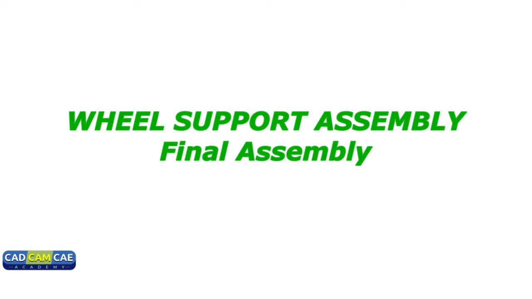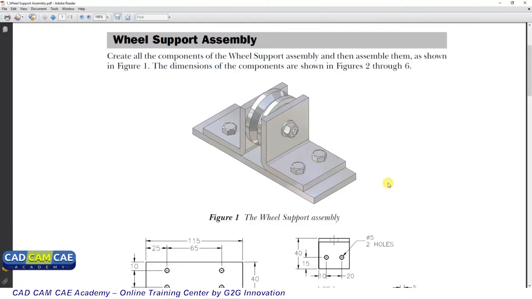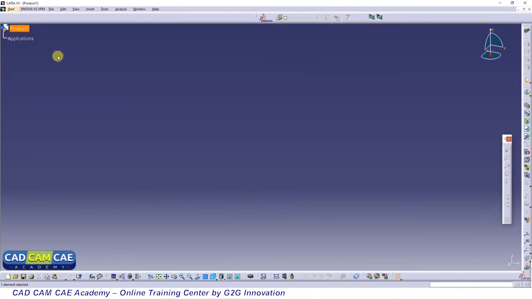So guys, now let's learn how to assemble the components and complete the assembly. Here we are going to insert the components one by one, and we will be using the constraints and we will be carrying out the assembly. So let us see step by step.